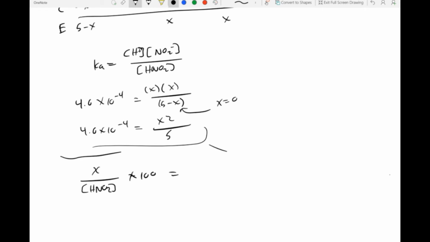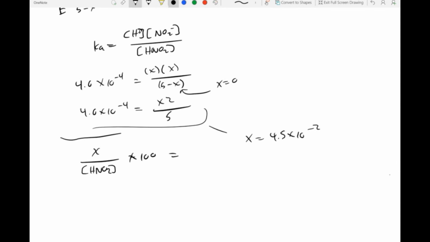Up here, by just doing algebra, by multiplying on both sides by 5 and square rooting, you would get x equal to 4.5 times 10 to the negative 2. Okay, and then now we can verify this to make sure it's within the 5% range. So we're going to plug in this x in here, and that should give us 0.9%. So this is definitely within the 5% range. Again, remember, if it was over 5%, then we would have to actually count x as significant and leave it in the equation. But since it's 0.9%, we can just ignore x and just say x equals 0.